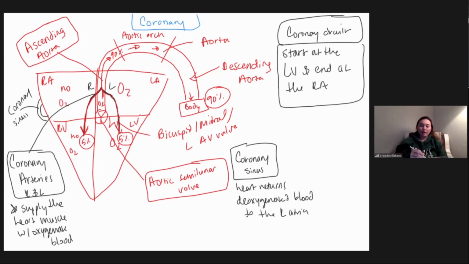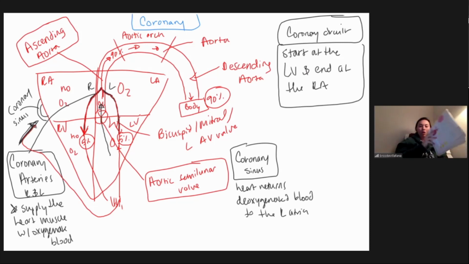So where does the blood leave? It goes here out the left ventricle. Where does the blood actually come back once it's deoxygenated? Right here into the coronary sinus. So these guys would basically form a little capillary bed and then come back over here. Is that making sense? Coronary circuit starting at the left ventricle, ending at the right atria.